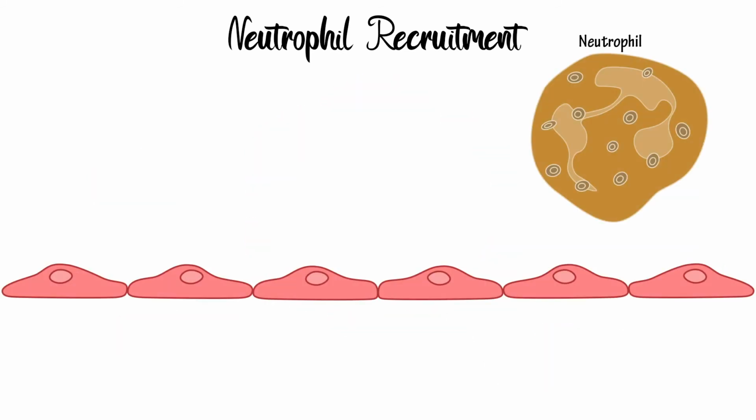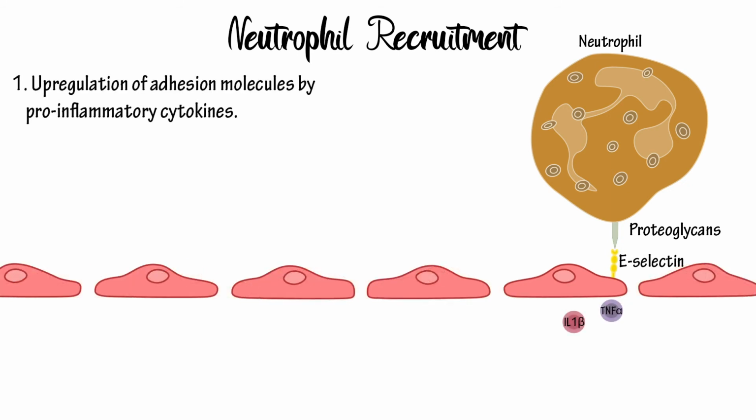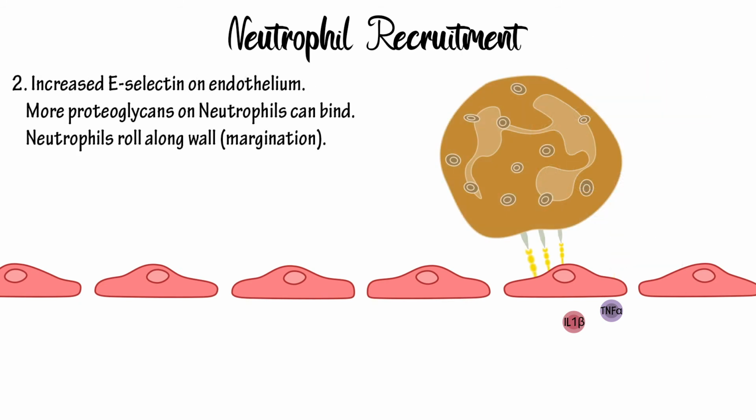Neutrophils normally just flow around the blood and have surface proteoglycans that form weak attachments to the adhesion molecule E-selectin on the endothelium. However, upon infection, IL-1 beta and TNF alpha have increased the expression of adhesion molecules on the vessel lumen. This means neutrophils can continuously bind and break bonds with more E-selectins, causing them to roll across the wall of the endothelium in a process called margination.